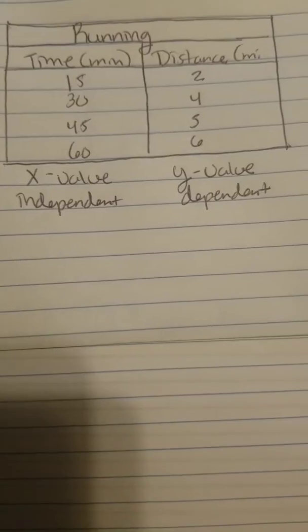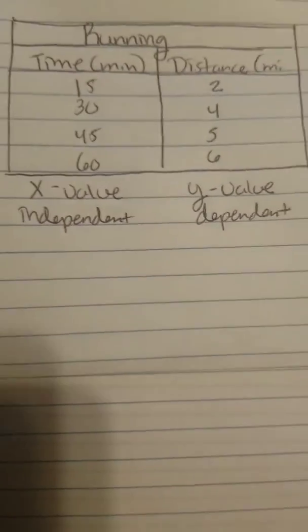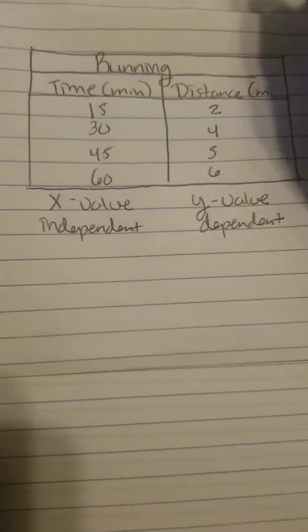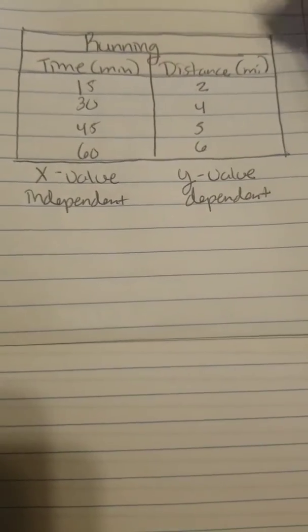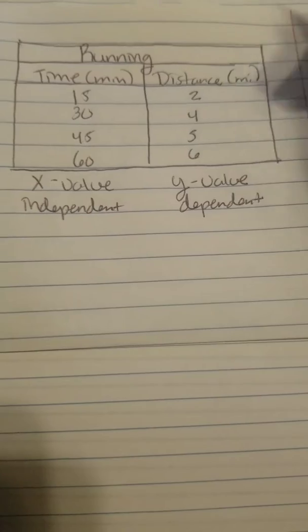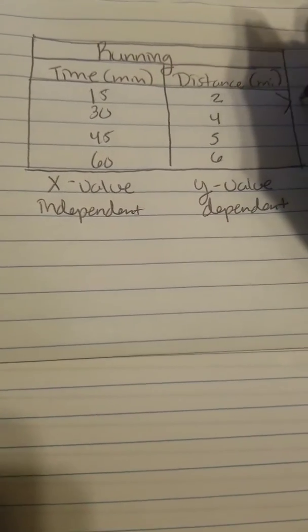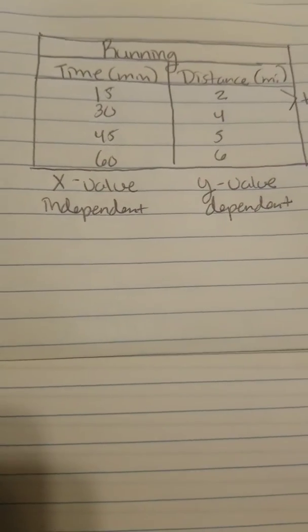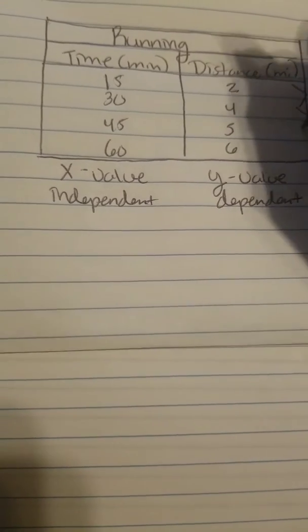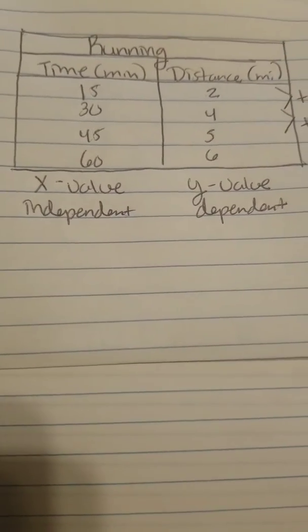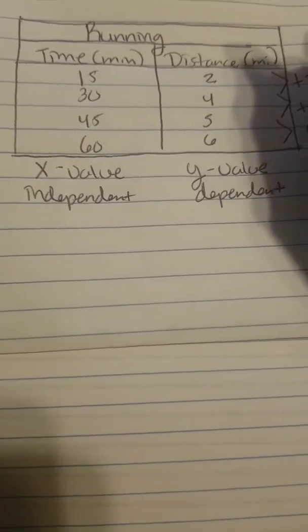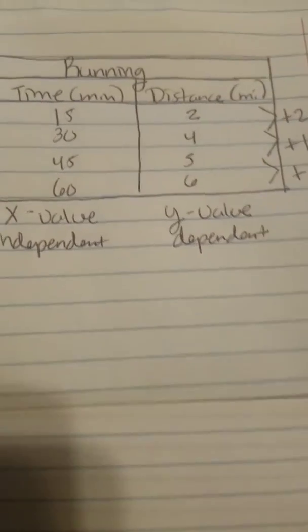So, in order to determine if this is a linear relationship, we're going to look and see, do we have a constant rate of change within our distance, and do we have a constant rate of change within our minutes? So let's look at our y values first. In order to go from 2 to 4, we are increasing by 2. In order to go from 4 to 5, we're increasing by 1. In order to go from 5 to 6, we're increasing by 1.